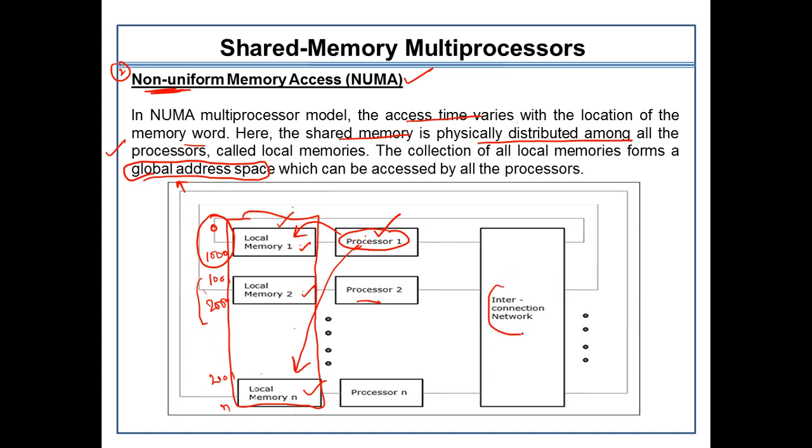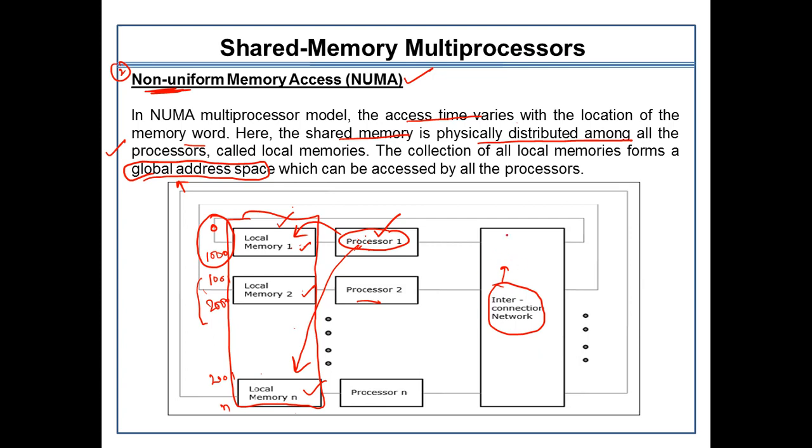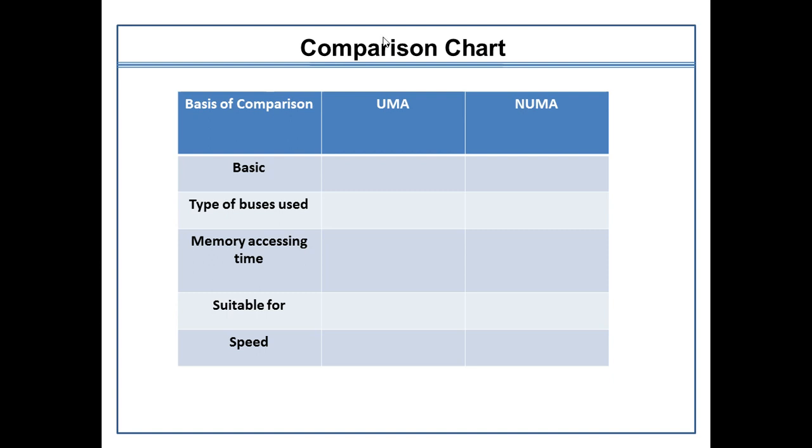So if there is an interconnection network here, we can use any kind of interconnection network, be it crossbar, multi-port, or time sharing. Accordingly, the physical architecture will be defined in the case of non-uniform memory access. There is no uniformity in how we access the memory here. That's why it is called non-uniform memory access. Let's now proceed ahead with the next point.